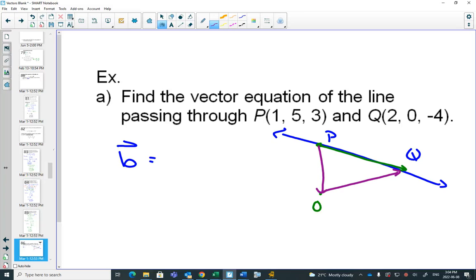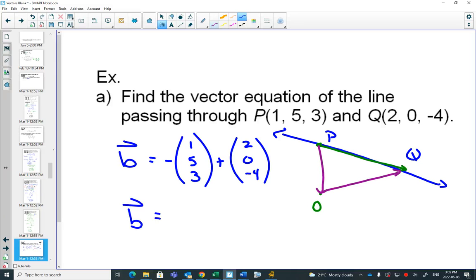P to O will be negative 1, 5, 3. And then O to Q will be 2, 0, negative 4. So I find that if you think too hard about your direction vector, you're like, I can't remember how to find it. But if you draw the diagram, it's really easy. And then our direction vector in this case, negative 1 plus 2 will be 1. Negative 5 plus 0, negative 5. And negative 3 plus negative 4, negative 7.